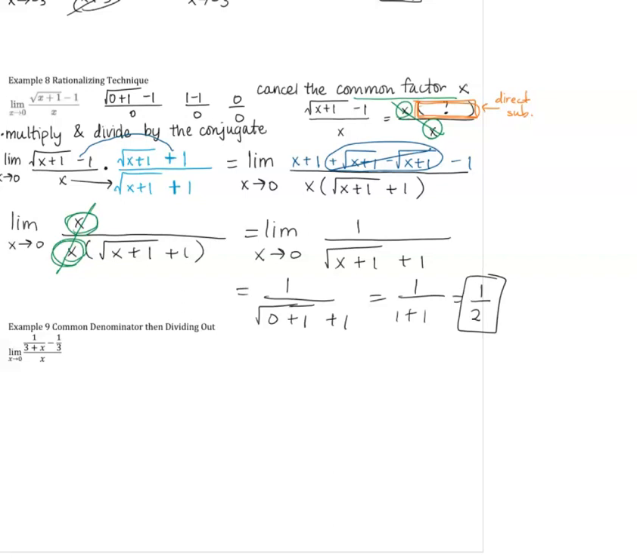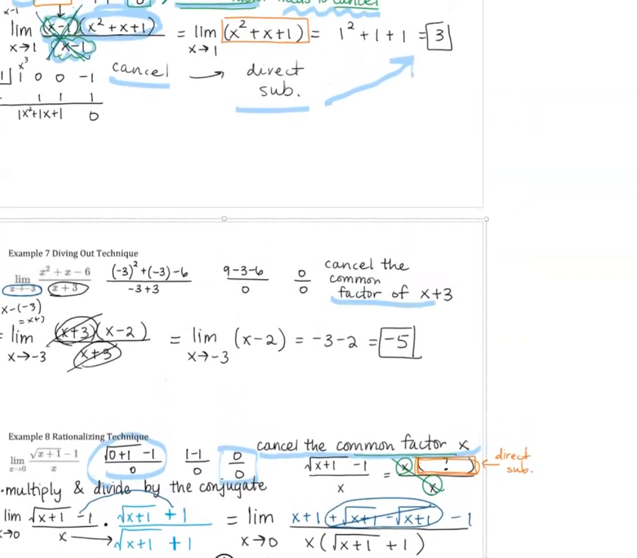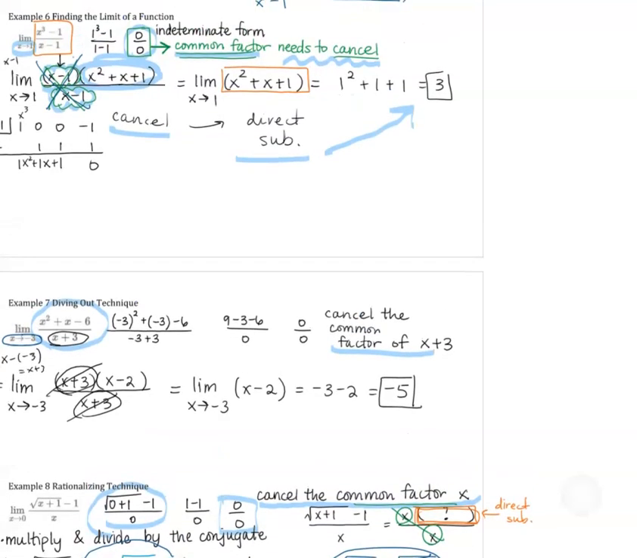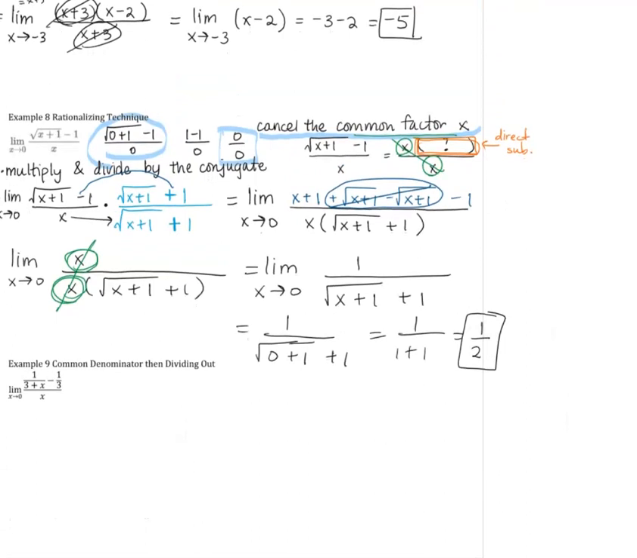So big takeaway from example 8 is if you have a radical expression and you try direct substitution from the start, and it gives you 0 over 0, you still need to cancel the common factor. The same way that we canceled the common factor when we had a rational expression in examples 7 and 6. The difference is if you have something that is radical, in order for you to cancel that common factor, you're going to have to come in and multiply and divide by the conjugate.